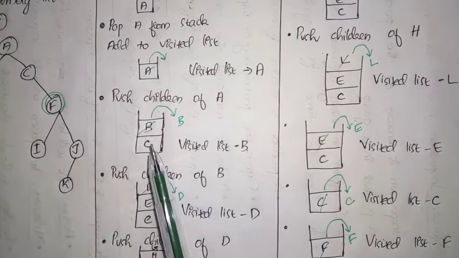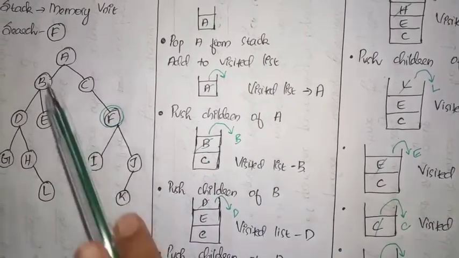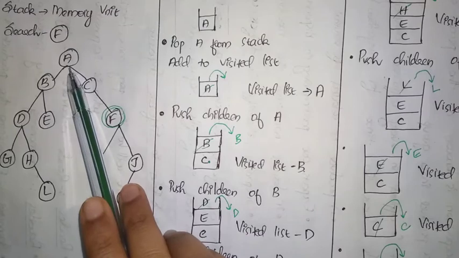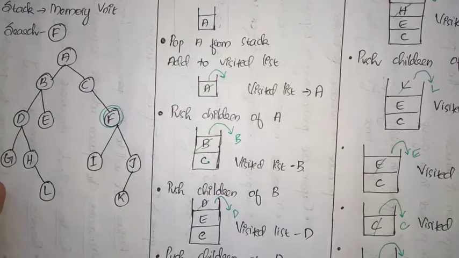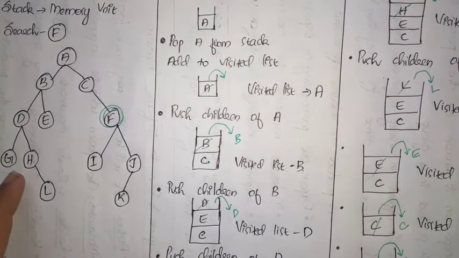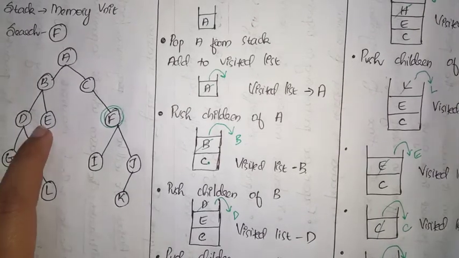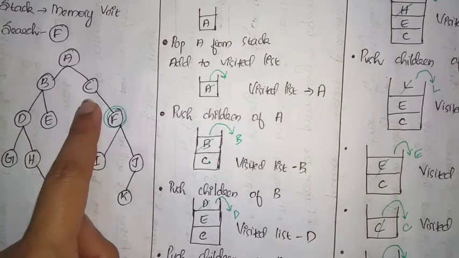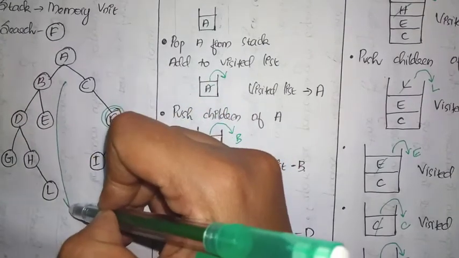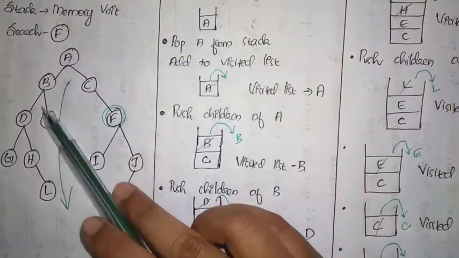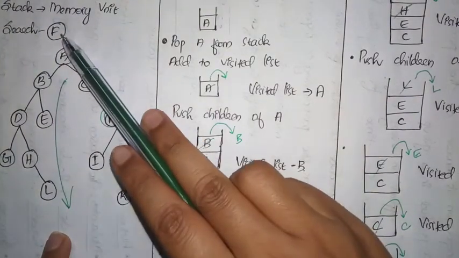So we know that in the case of DFS, the searching is carried out depth wise. First we go for A, then we go for B, then D, then G, after that H, then L, after that E, after that C, then F. So all the nodes present in this depth, or on this side, are completely searched in order to find this particular element F.